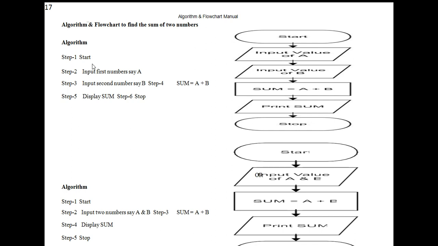So we have two algorithms. The very first algorithm is for computing the addition of two numbers. The algorithm is just like this. Step 1: start, the very first step, that is the start step. Step 2: input first number, say A.